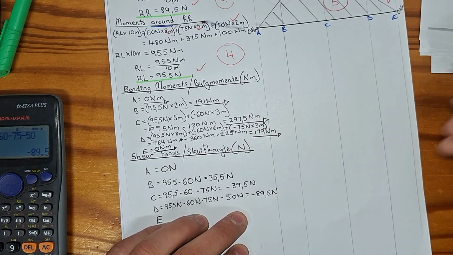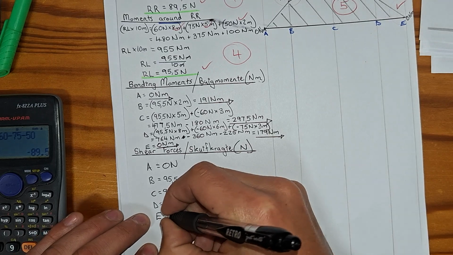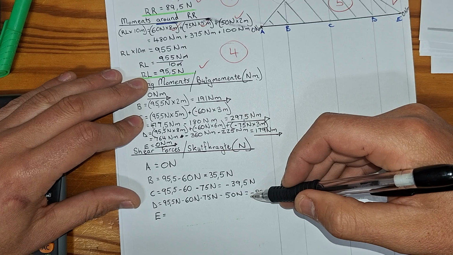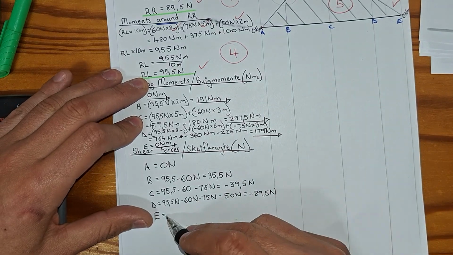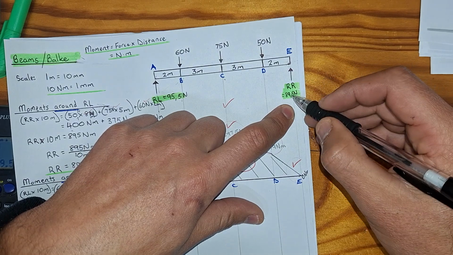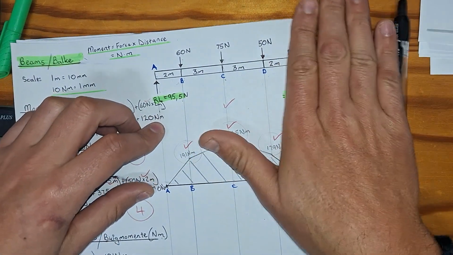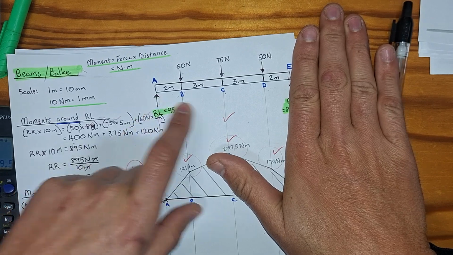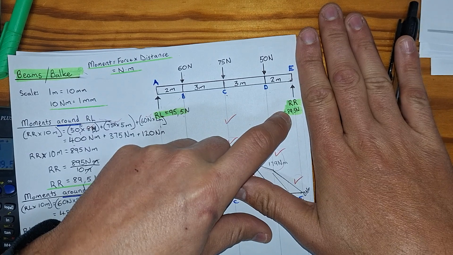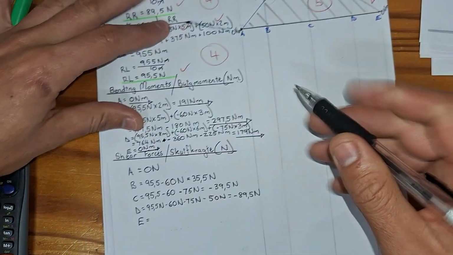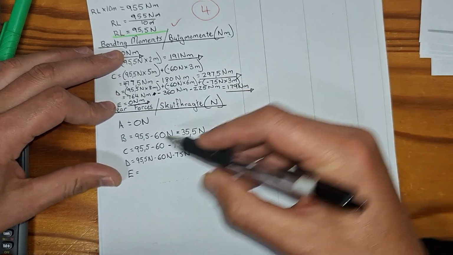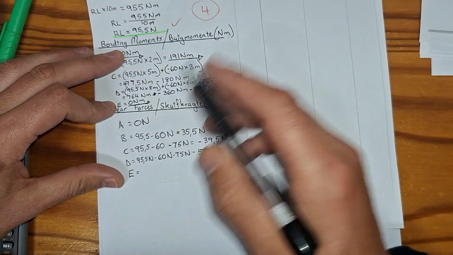89.5 newtons. Okay, now for E, and this again is one of the ways that you can check yourself if you did all of these steps correct. So now we're going to add another one, because at E it was positive 89.5. Working towards the left hand side, it's positive 95.5 minus 60 minus 75 minus 50 plus 89.5. If we were working correctly up to this point, we are supposed to end up with an answer of 0 newtons.